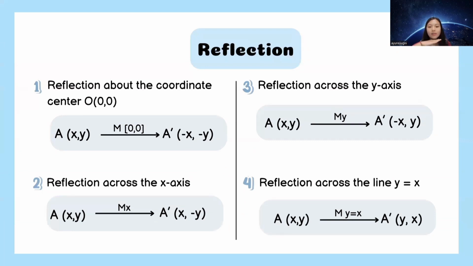Here are several reflection formulas. For example, reflection across the x-axis, reflection across the y-axis. Please observe carefully. Reflection across the x-axis changes the sign of y. Reflection across the y-axis changes the sign of x. This is a very common question in mathematics exercises. So make sure you remember it.